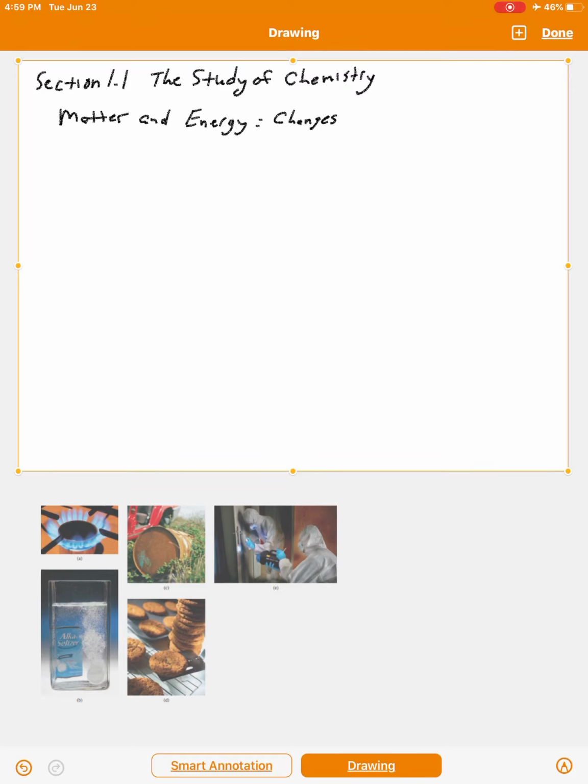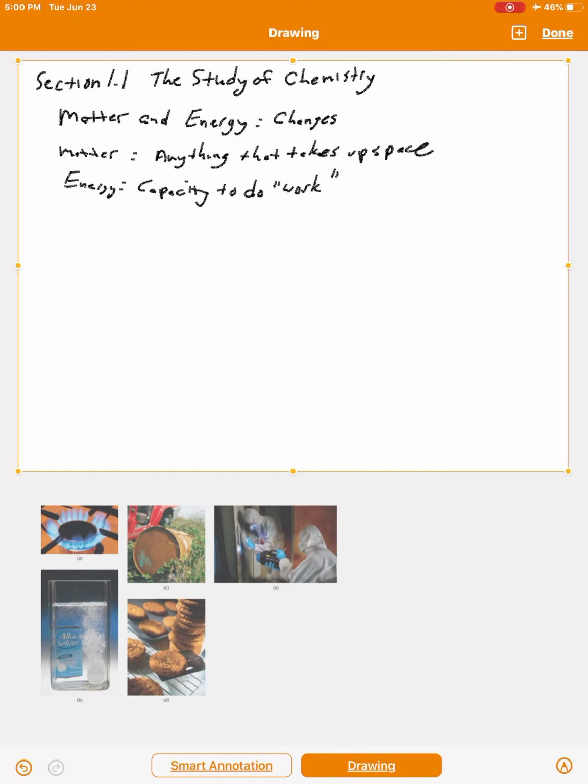So matter is anything that takes up space. Right, so gas in a balloon would be matter, a rock would be matter, things like that. Energy is the capacity, the ability to do what we call work. And we'll talk more about that when we get into chapter 5, our discussion of thermochemistry.